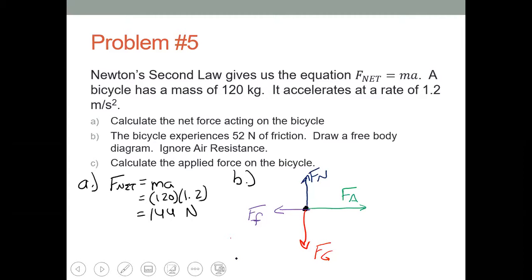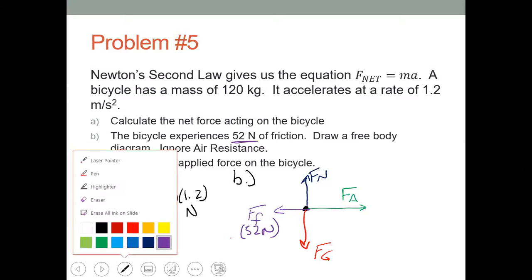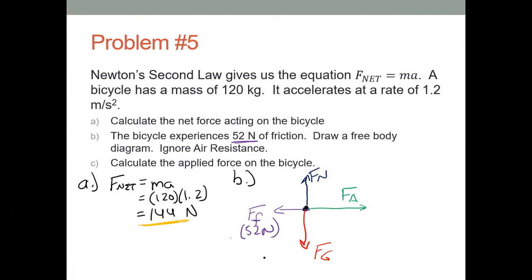And this says that the bicycle is experiencing 52 newtons of friction. And we just found over here, right? We just found that the net force was 144. So I can draw that my net force. So here, to what Andrew was saying a second ago, I'm going to draw my net force as something separate. So I draw my net force as a double arrow. And in this case, we found that the net force was 144. So what do we need applied to be in order for the net force to be 144?